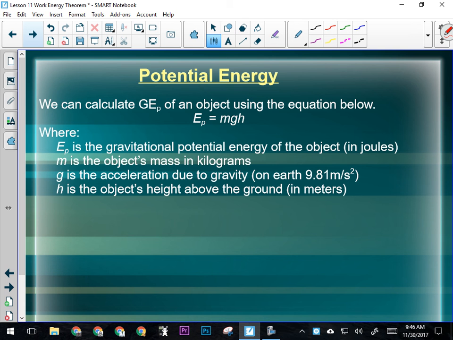Okay, so we can calculate the gravitational potential energy of the object using this formula here. Mass times the acceleration due to gravity, which unless you're told otherwise is 9.81 meters per second squared, because we're going to assume that this is all happening on Earth, unless a question specifically states it's somewhere else, or that the acceleration due to gravity is some other value for whatever reason. Okay, and then h is the object's height above the ground or reference point in meters.